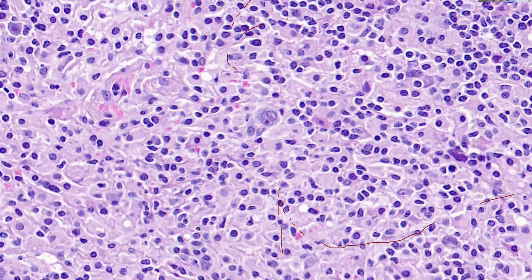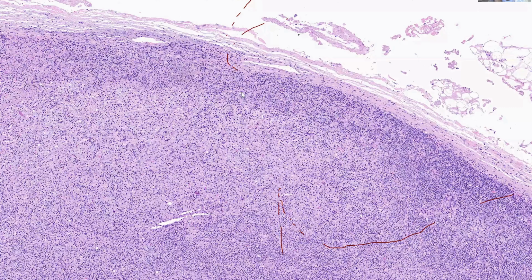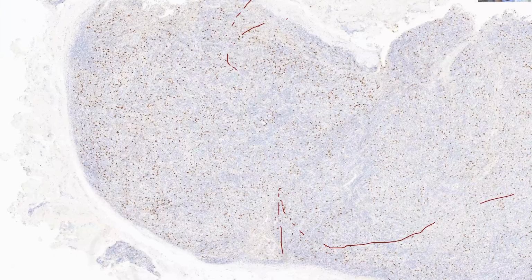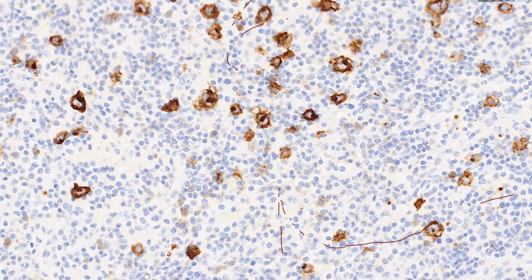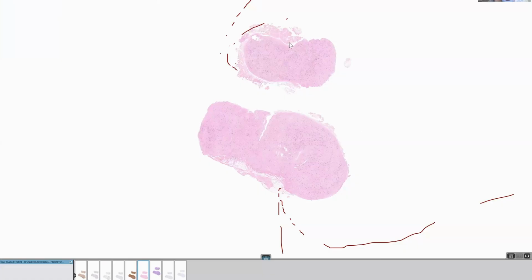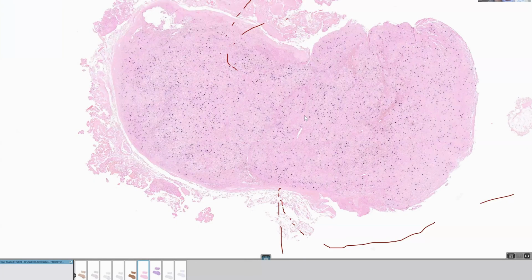If we look at CD30, it will highlight most of these larger cell population. And you can see the pattern of staining that we see here. It's a membranous and Golgi pattern, or apparatus pattern, of staining. And in this case, it was an EBV positive staining, which confirmed the diagnosis. So that's an EBER ISH positivity.